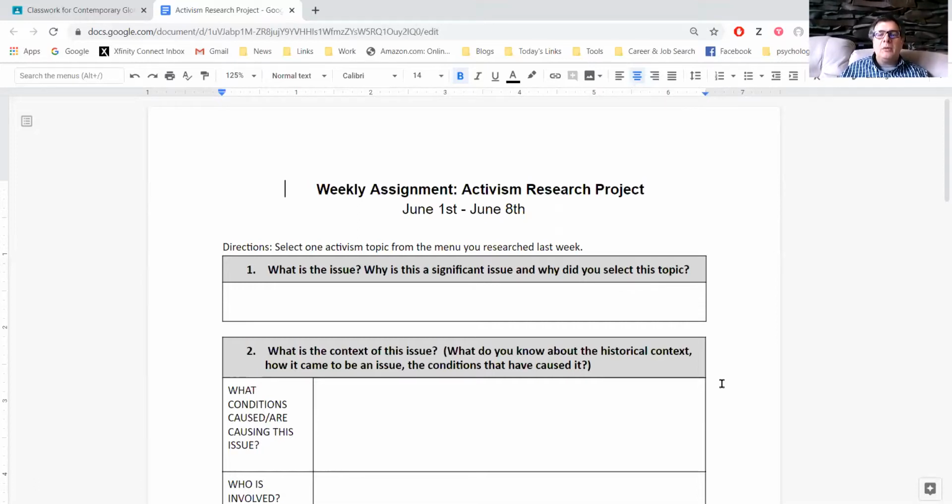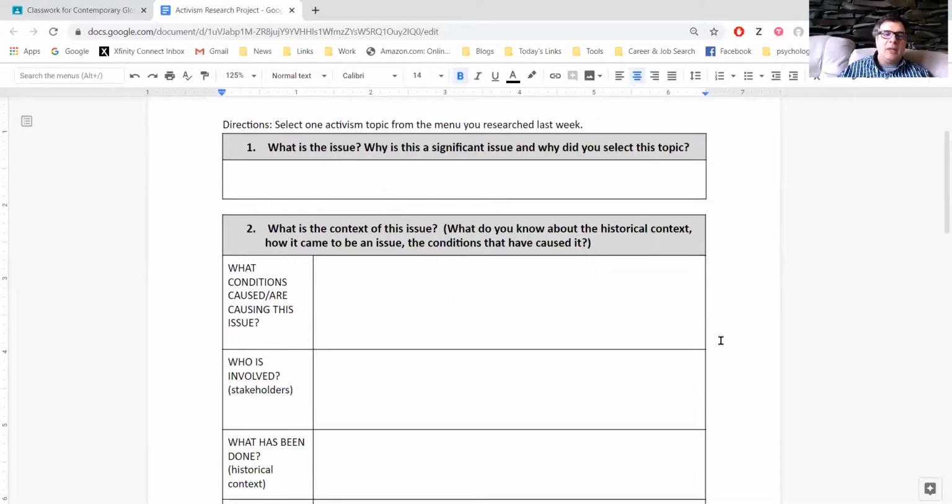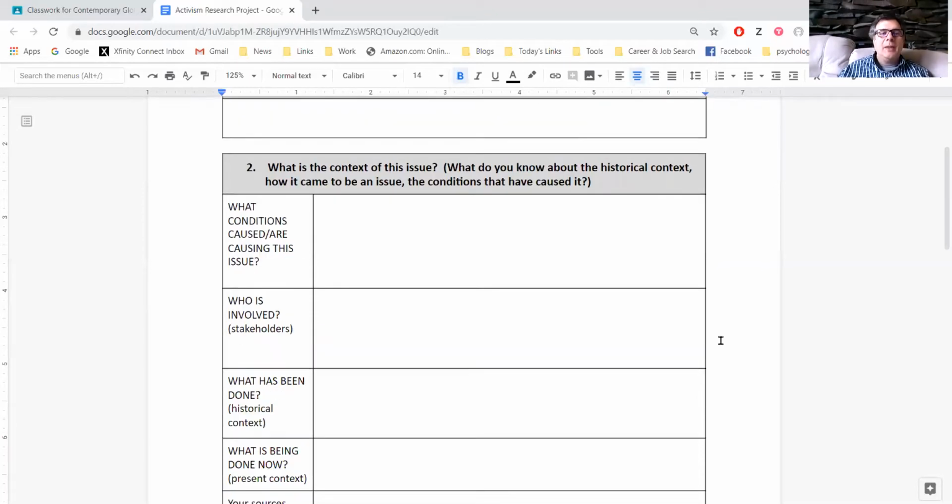What we want to know is, for you personally, why is this an important topic? Why did you choose this and, you know, not saving the sea turtles or some other kind of thing? I don't know why I came up with that example, but there you go.